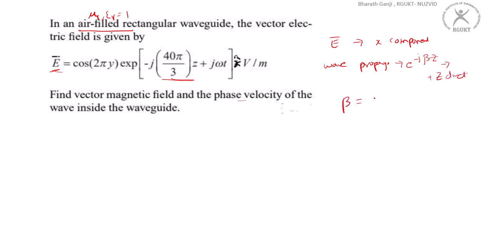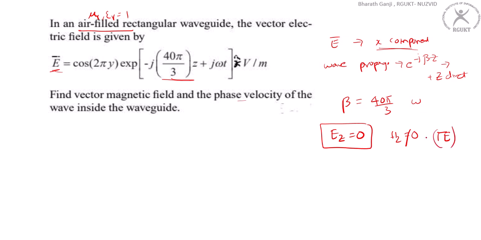And from this I can say beta is nothing but 40 pi by 3 and omega is unknown, we don't know. Because the wave is traveling in z direction, we right now don't know whether this is a TE mode or TM mode, right? But we can know what kind of mode it is, because I can see that the electric field has only an x component. That means your electric field does not have a z component, so Ez is equal to 0. So if Ez is 0, if Hz also goes to 0, then you have a transverse electromagnetic wave, TEM wave, which cannot propagate in a rectangular waveguide. So Hz cannot be equal to 0. If Hz is not equal to 0, then what kind of mode is it? Then these are nothing but transverse electric modes. So this is a transverse electric mode, okay.